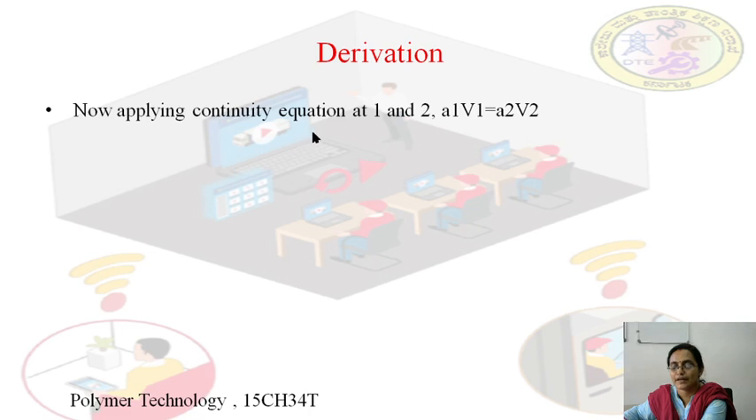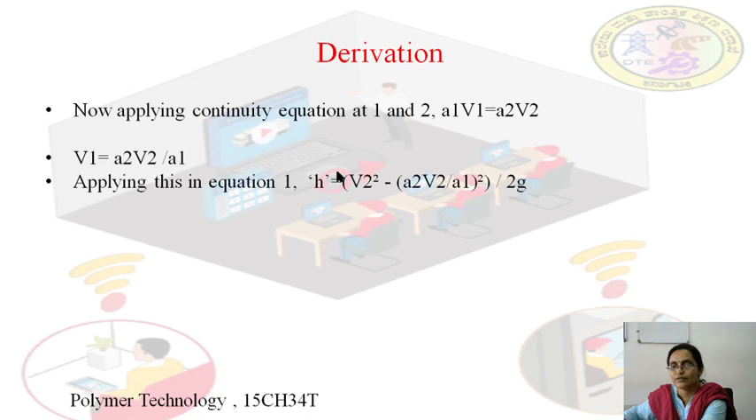Now we apply the continuity equation. That is, area into velocity: A1 V1 equal to A2 V2, where A1 is the area and V1 is the velocity. Now V1 equals A2 V2 by A1, bringing A1 down. Then in H, we can substitute for V1. H equal to V2 squared minus V1 squared by 2g. In place of V1, we substitute A2 V2 by A1.